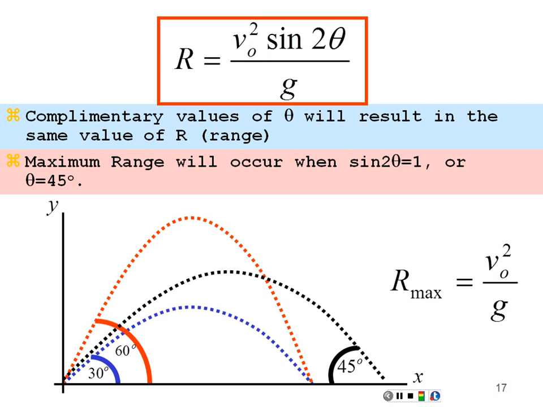If I shot this thing for maximum range at, say, 10 meters per second, maximum range will be 10 squared over 9.8, which is approximately 10. So it will go a little bit more than 10 meters. 10 squared divided by 10.